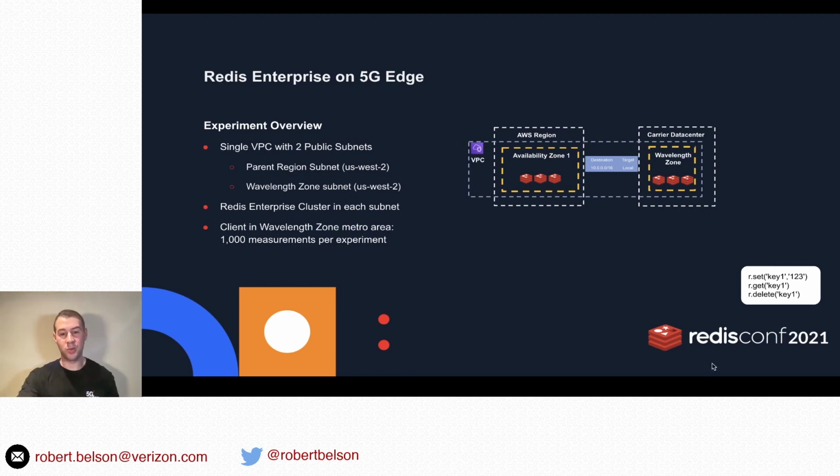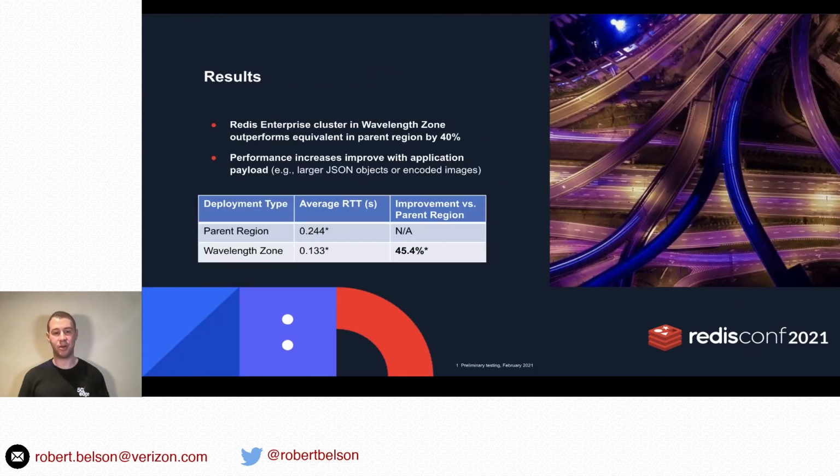And so the question is, what do we see and what do we find? Short answer, wavelength outperformed our parent region by a significant margin. You look at the round trip time, again, of that write followed by a read, we saw well over 45% improvement, which is incredibly powerful.